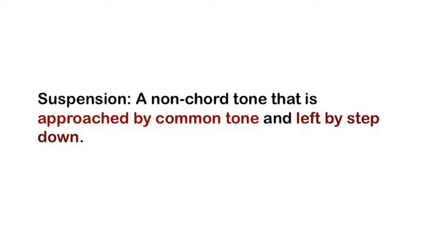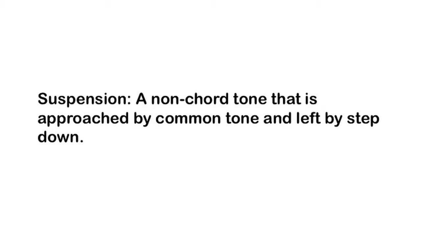And finally, left by step down. That is, we have this dissonant note, a note that's not part of the chord, and in order to make it consonant again, it will descend by step to become a member of the chord that is currently supporting it. So those are the requirements that we have to have in order to have a suspension.